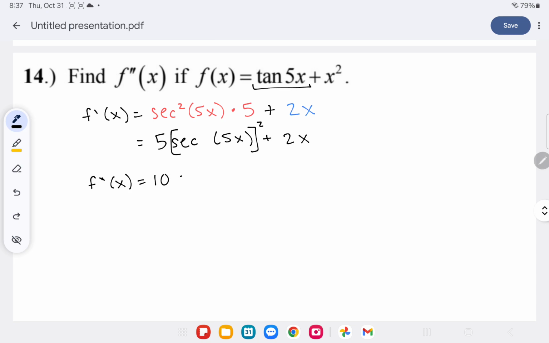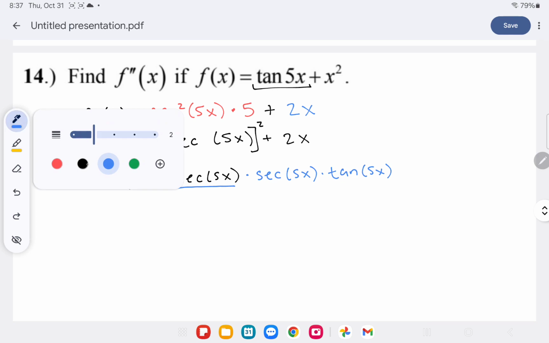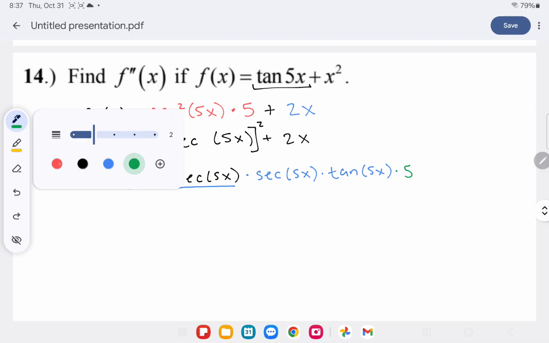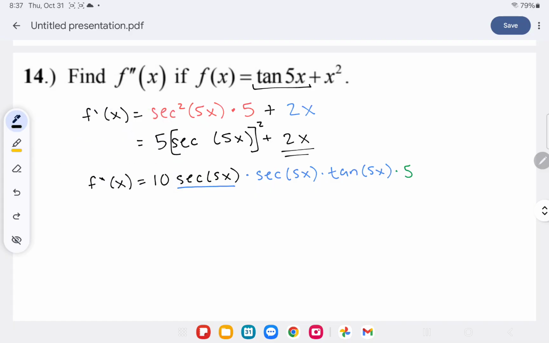So now I'm going to have secant of 5x, and now that's just going to be to the first power. Now I need to take the derivative of the inside, so I have to find the derivative of secant again, and the derivative of secant is secant times tangent, so secant of 5x times tangent of 5x. And then because 5x has a derivative, we have to multiply again by the derivative of that, which is 5. And then don't forget, at the very end, we have to take the derivative of 2x. So we need a plus 2 on the end.